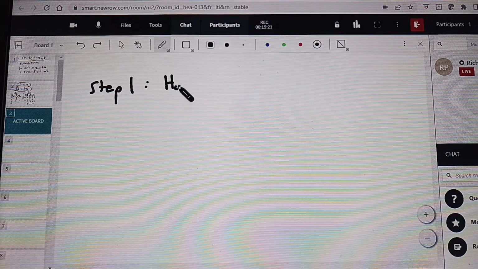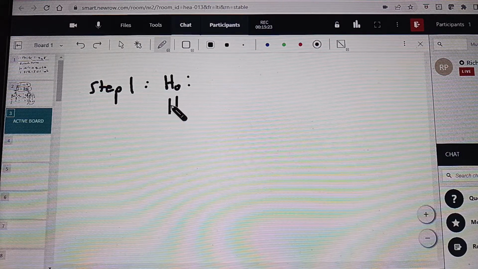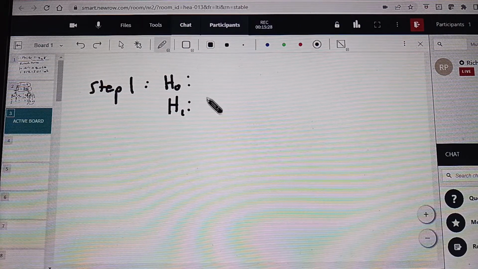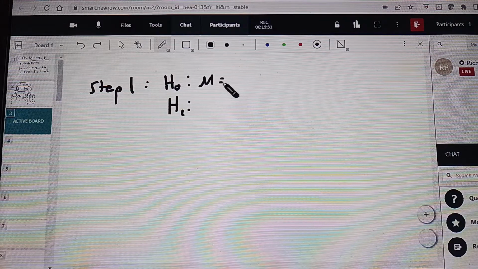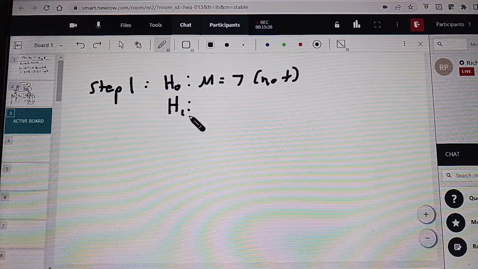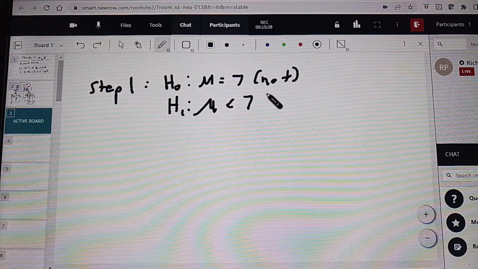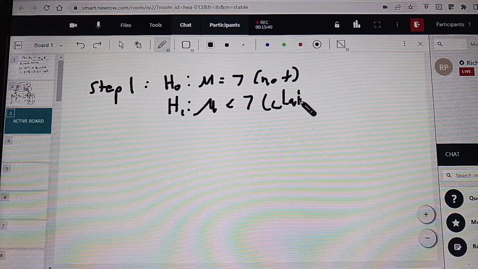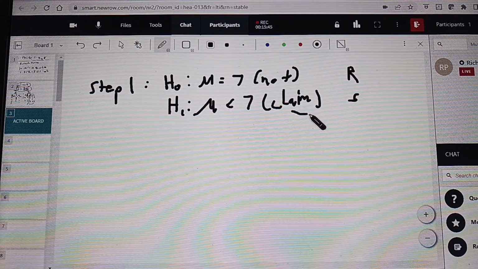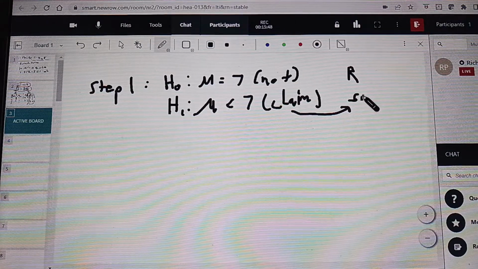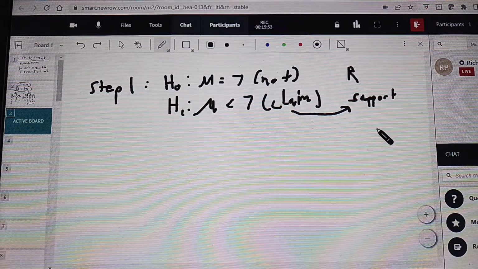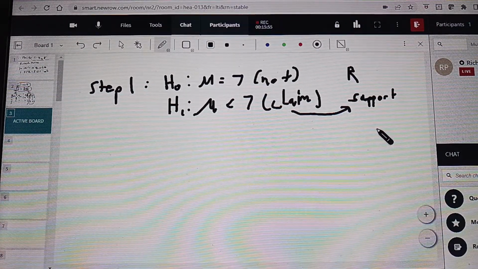tell me your null and alternative. Now you won't be able to put it right where these blanks are, but that will remind you what the steps are. So this is where mu equals 7, which is not the claim. Mu less than 7 is the claim. RS alphabetically. You don't have to do this on the test, but maybe on your scratch paper. This is why I'm going to try to support the claim at the end. If the claim was in the null, I would try to reject the claim at the end.